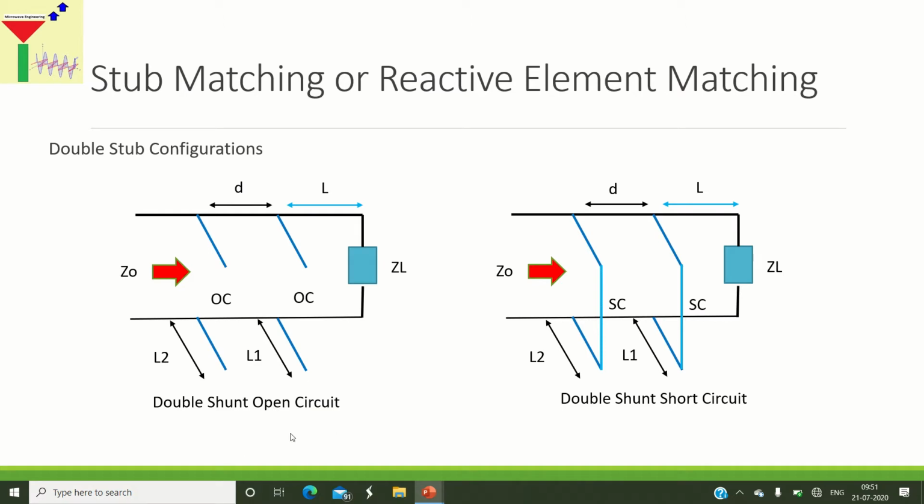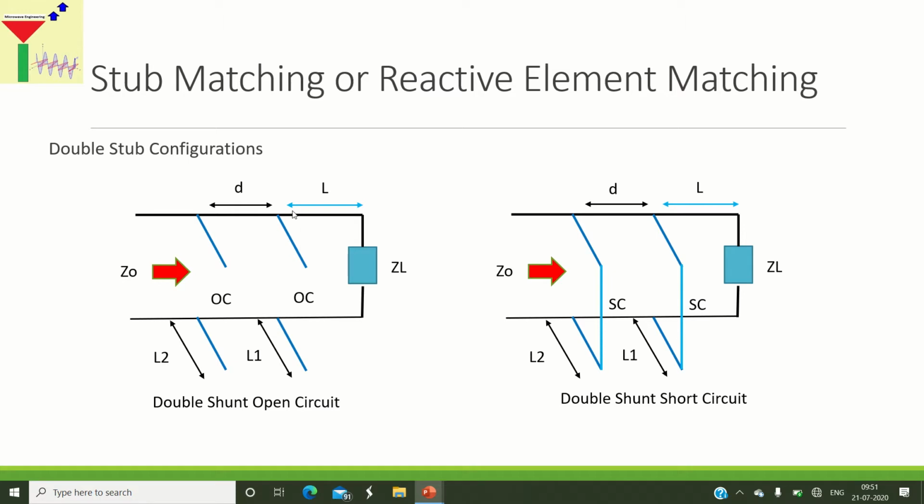The first double stub configuration is a double stub parallel or shunt open circuit, and the second configuration is a double stub shunt short circuit. So what is the difference over here? See, here again we have the same load impedance, and the first line, whose length is given by L1, indicates the length of the first stub.